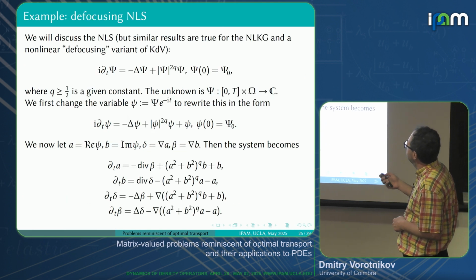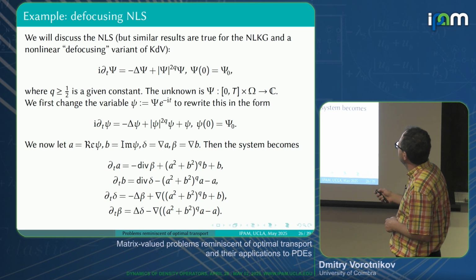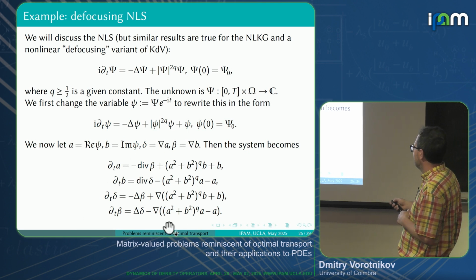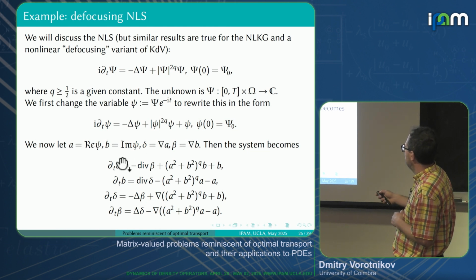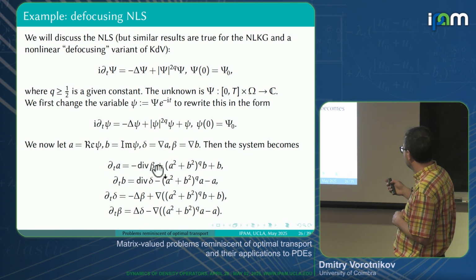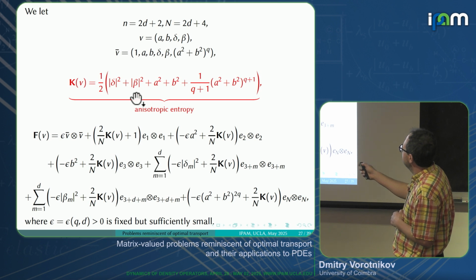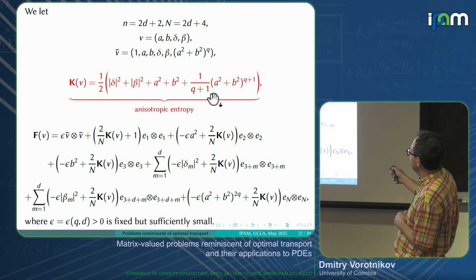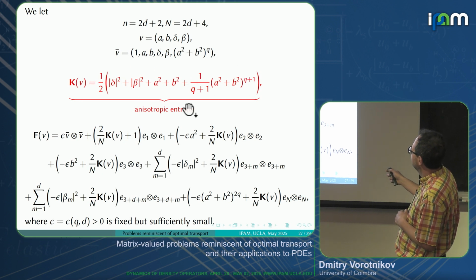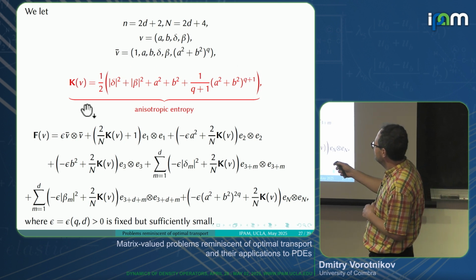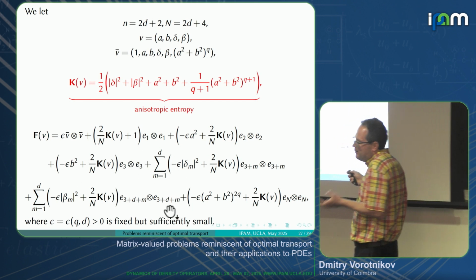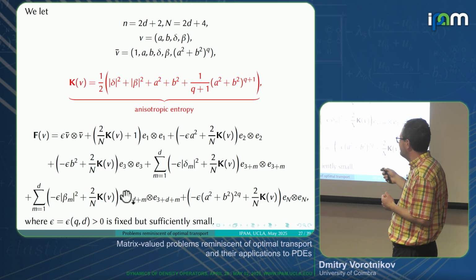So a typical example is the defocusing NLS, but you need to rewrite it in some weird way in order to fit into my framework. And then you see that the corresponding entropy is anisotropic. So you see that here you have different powers. And then the corresponding F, you see, it's quite messy, but still, in order to fit into this scheme, you need some tricks.